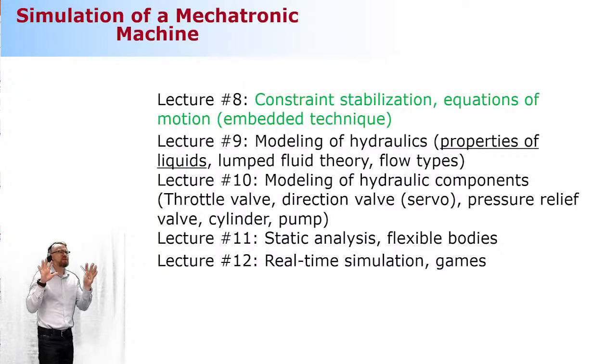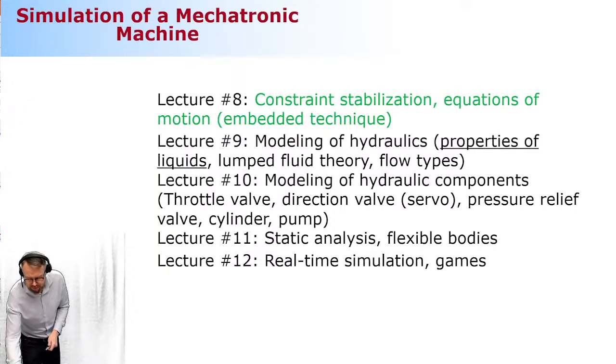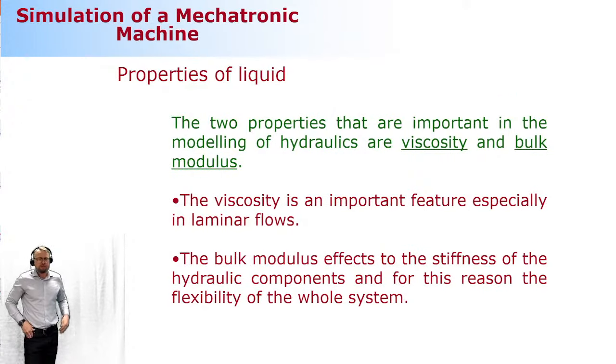But anyways, we will get back to each of these details. If you don't understand the flow types or anything I just mentioned, that's fine, because we will get back to each of the items slowly but steadily. But the properties of fluids, that's where we're going to get started. Like I mentioned, two important properties, which are viscosity and the bulk modulus. Bulk modulus represents flexibility, so it's like the elastic modulus you use in structural strength analysis, a material property. And this is something that we will get started with. Then we're going to take a look at viscosity, which is important in certain cases only, only when you have a laminar flow.